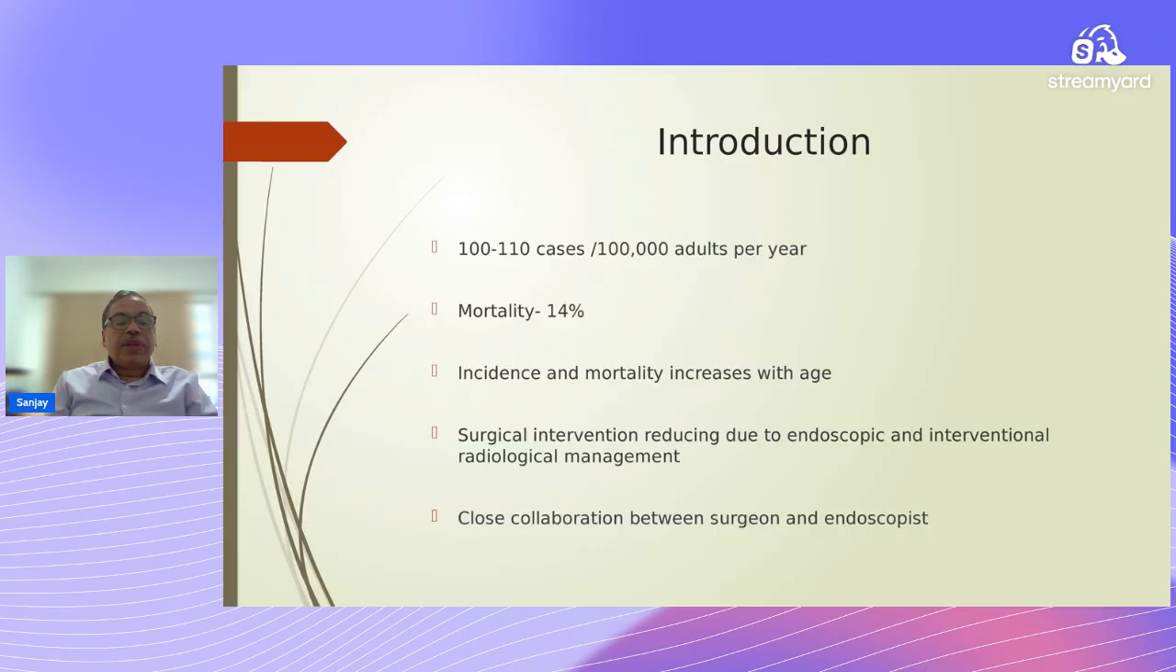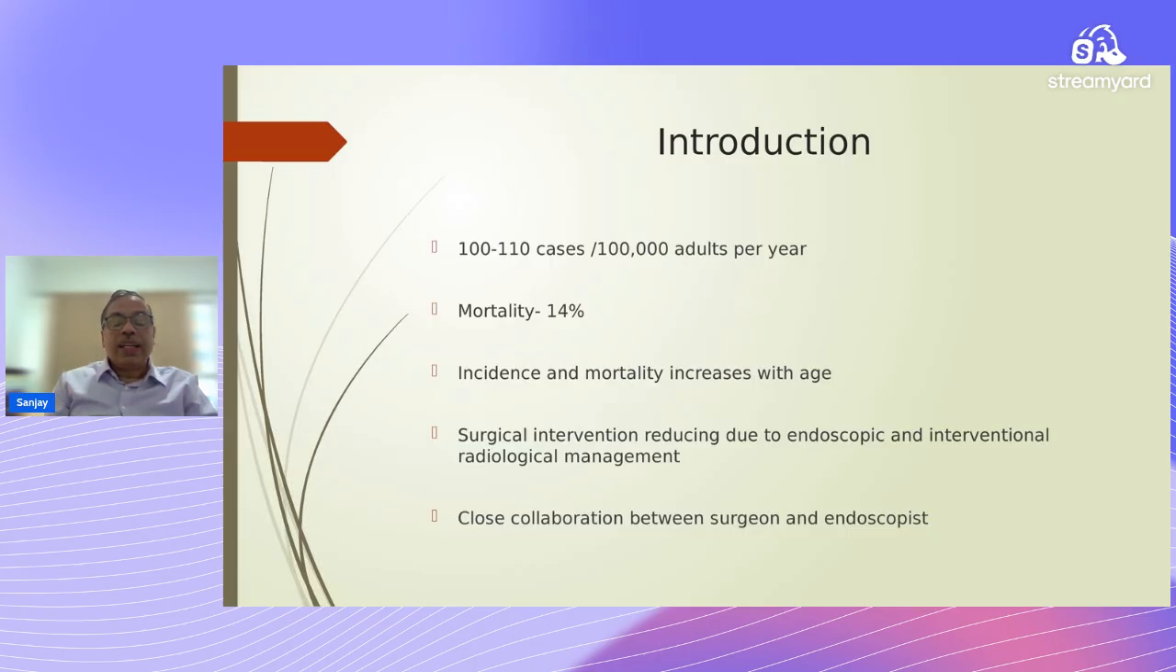Just a brief introduction about upper GI hemorrhage. Statistically, different studies worldwide have proven that it is one of the commonest surgical emergencies which we encounter in a surgical department. About 100 to 110 cases per 100,000 adults per year is the incidence of upper GI hemorrhage, and this includes, mind you, both variceal as well as non-variceal hemorrhages.